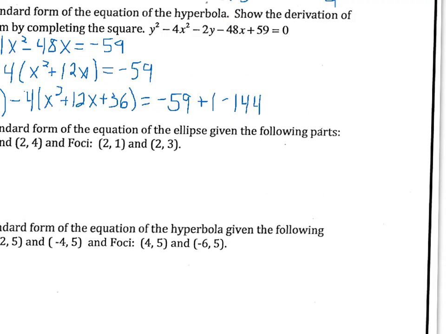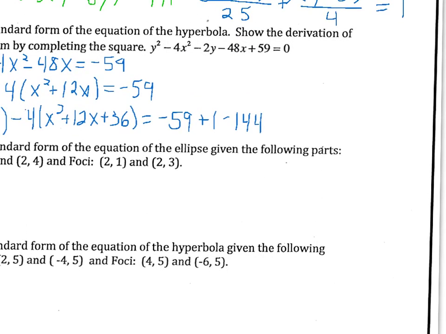So after we factor, we have y minus 1 squared minus 4 times x plus 6 squared equals negative 202.